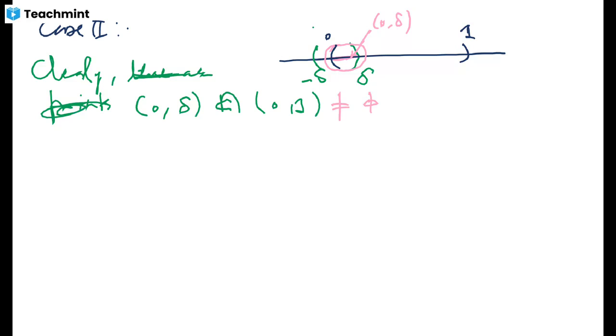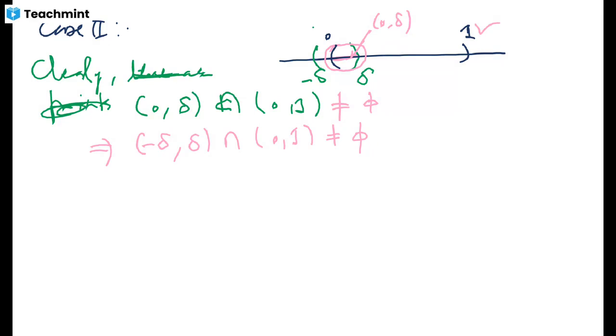And if it has non-empty intersection, then clearly minus delta and delta intersection 0 1 will have non-empty intersection. From this it follows that every delta neighborhood of 0 intersects this open interval 0 1 at a point other than 0. But obviously 0 is not a part of the open interval. Wherever it will intersect, it will intersect at a point which is different from 0, and hence you get to see that this 0 is also a limit point of this set. And likewise, the same way we can argue for 1 to be a limit point.